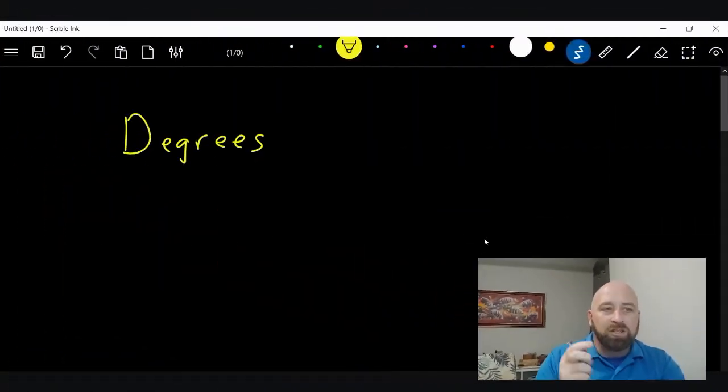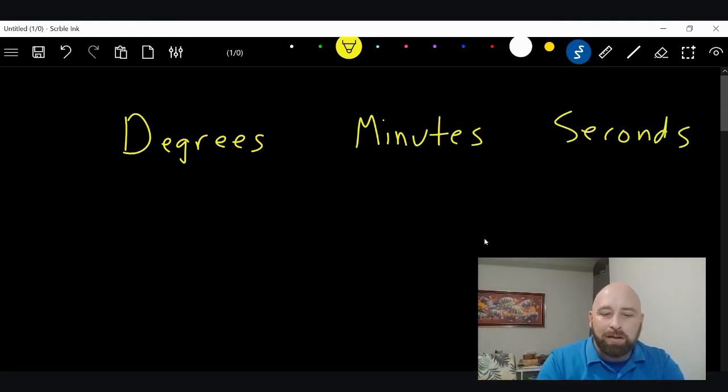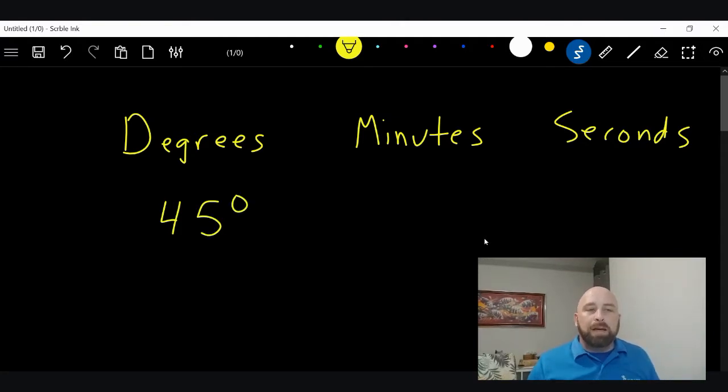So most everybody knows about degrees, okay? And so we have degrees. But that is just one part of how to measure an angle. There is also something called minutes and seconds. Now, degrees, they're like, let's say 45 degrees, okay? But maybe it's 45 degrees and a little bit. And the way that we would do that is we would use minutes and seconds.